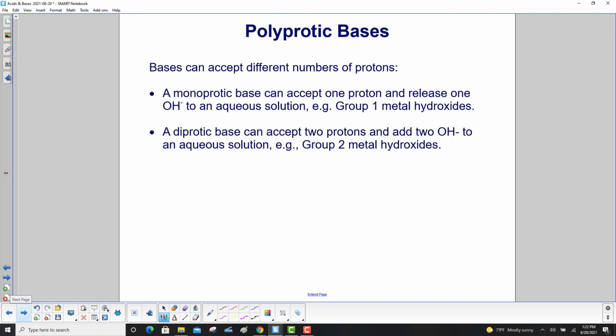Bases can accept different numbers of protons. A monoprotic base can accept one proton and release one hydroxide ion to an aqueous solution, e.g. group 1 metal hydroxides. A diprotic base can accept two protons and add two hydroxide ions to an aqueous solution, such as those formed by group 2 metal hydroxides.